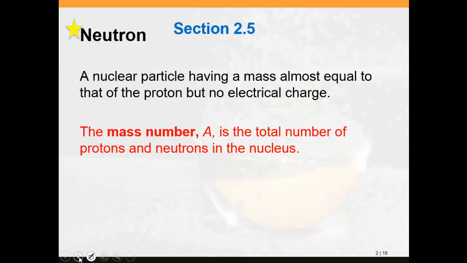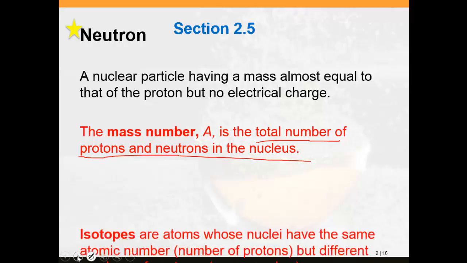Don't ask me why mass number is not M, or why atomic number wasn't the letter A. Okay, mass number is the letter A, and so it is going to be equal to the total number of protons plus the number of neutrons inside of the nucleus.